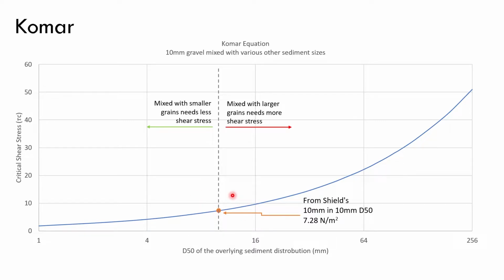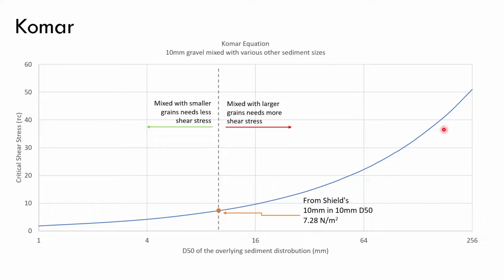Okay, and then on the other side of the dotted line here is that if we have our 10 millimeter gravel in a larger grain size distribution, so you know, in a D50 of 16 here, or a D50 of 64 millimeters here, or if we went all the way up really big, a D50 of 256 millimeters. Okay, so this curve basically shows us that if we have a larger grain in a bunch of smaller grains, it'll be easier to move, and if it's a smaller grain within larger grains, it's going to actually be harder to move. It's going to need more shear stress.